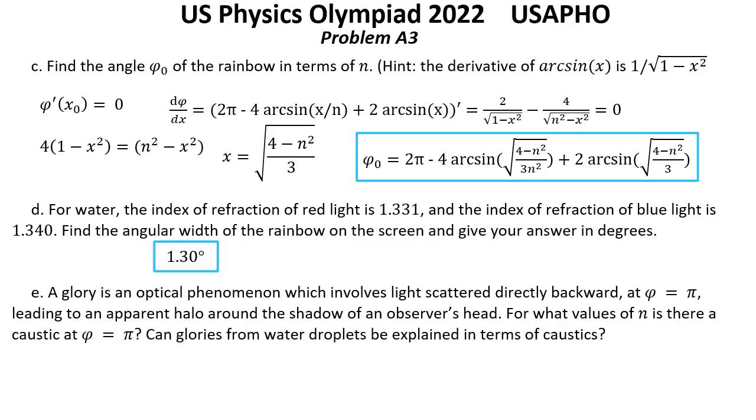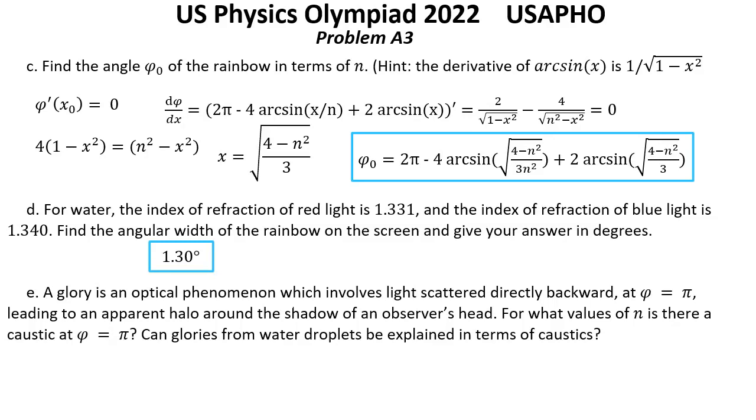Question E. A glory is an optical phenomenon which involves light scattered directly backward at phi equal to pi, leading to an apparent halo around the shadow of an observer's head. For what values of n is there a caustic for phi equal to pi? Can glories from water droplets be explained in terms of caustics?